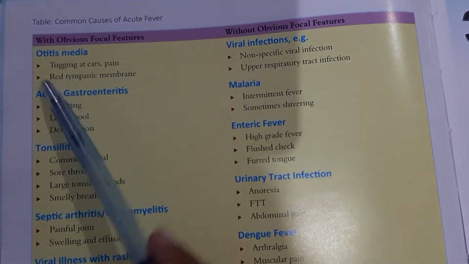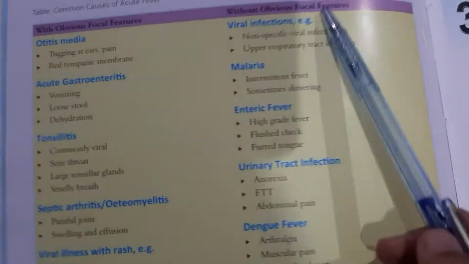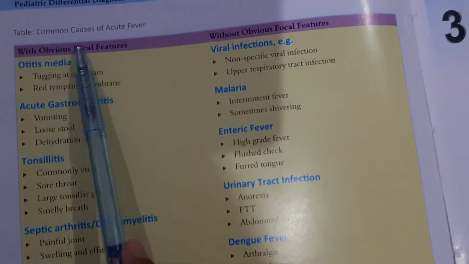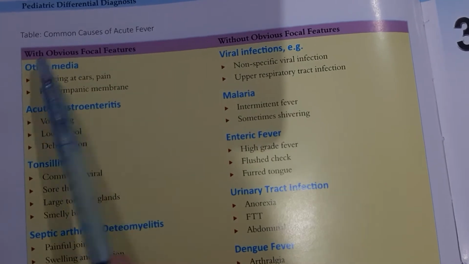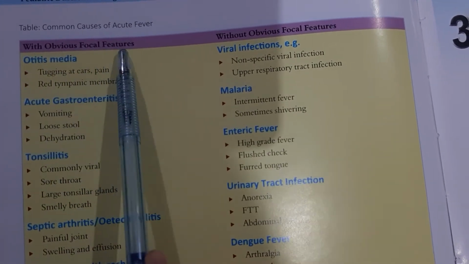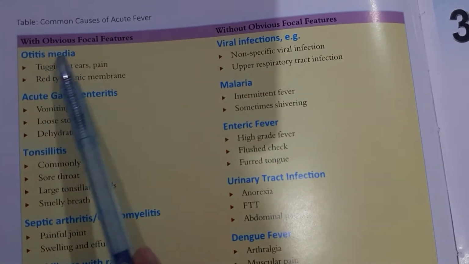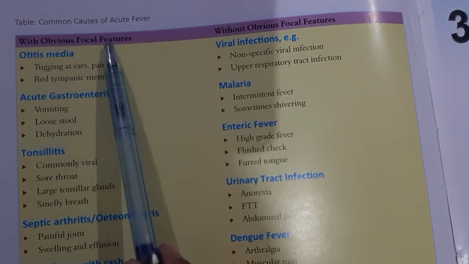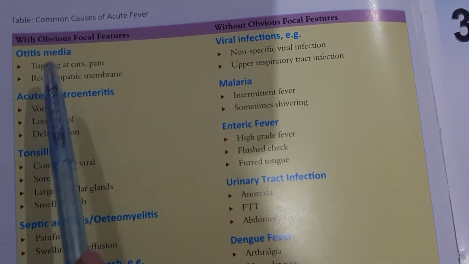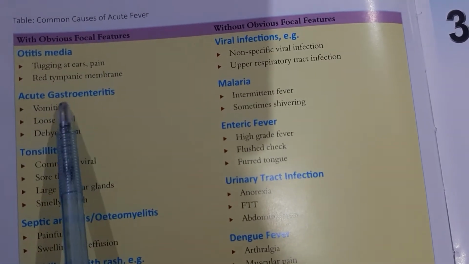Here are some causes of acute fever with some of their highlights. If we categorize them into two broad categories, the diseases with obvious focal features and diseases without obvious focal features. First of all, diseases with obvious focal features include otitis media, in which tugging at the ears and pain and a red tympanic membrane will be present.